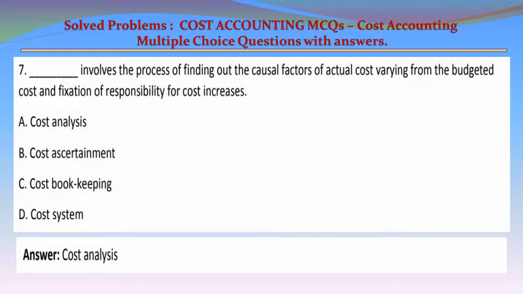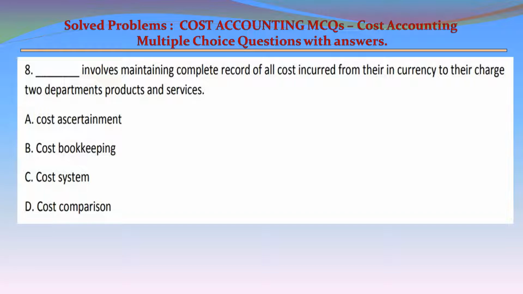Answer. Cost analysis. 8. Dash involves maintaining complete record of all costs incurred from their occurrence to their charge to different products and services. Option A. Cost ascertainment. B. Cost bookkeeping. C. Cost system. D. Cost comparison.